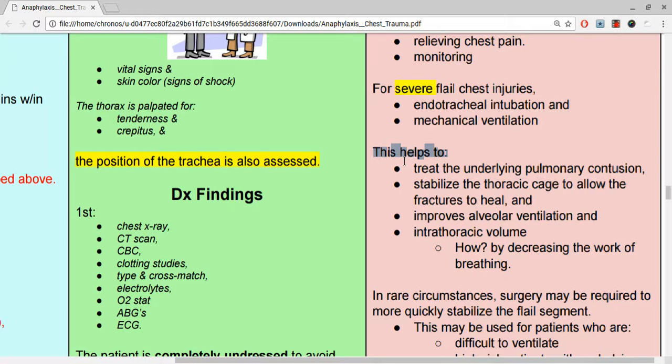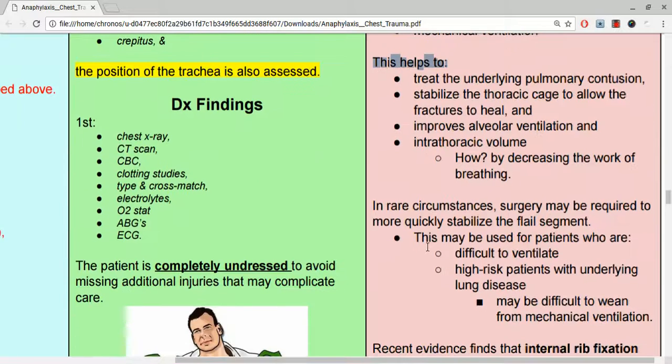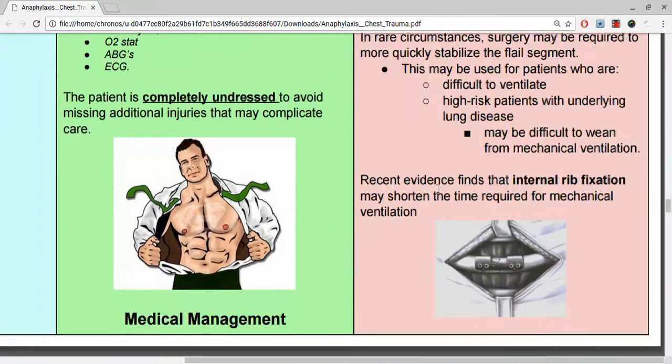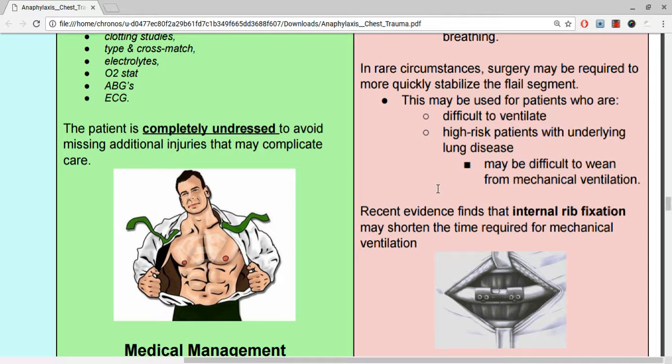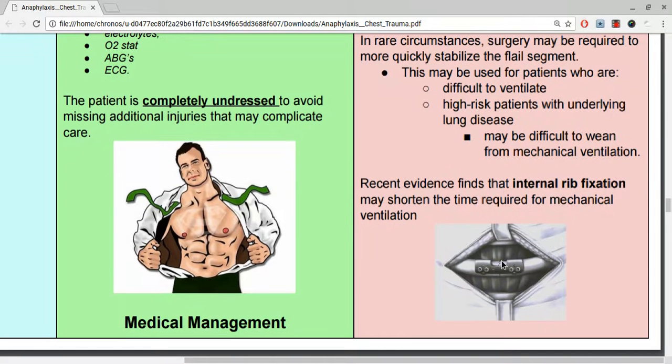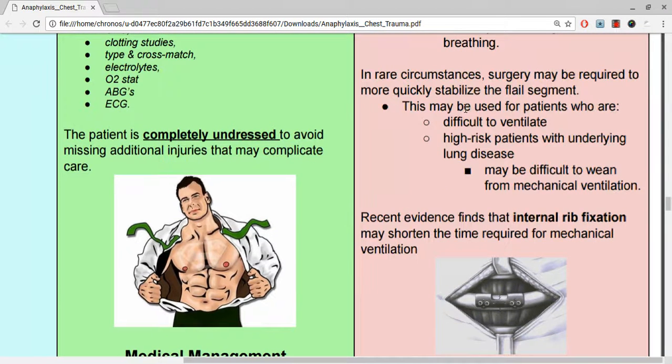And this helps to treat the underlying pulmonary contusion, stabilizes the thoracic cage to allow for the fracture to heal, and it improves the ventilation and the intrathoracic volume, and it decreases the work of breathing, which helps promote healing. In rare circumstances, surgery may be required to quickly stabilize the flail segment. As you can see here, they've stabilized the segment. This may be used for patients who are difficult to ventilate, or high-risk patients with underlying lung disease, because they might be difficult to wean from a mechanical ventilator.